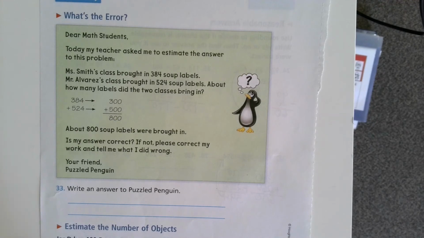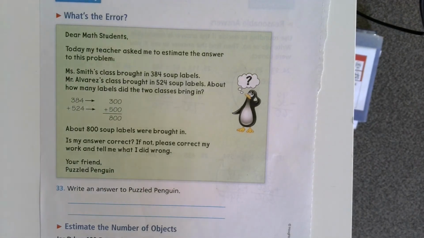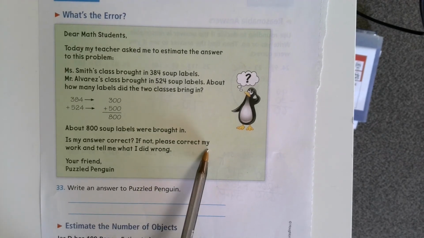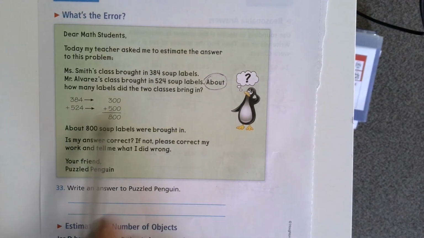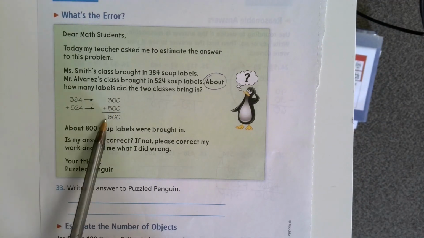So on your Google slide, you'll enter your answer in a text box. Now remember, you have to say yes or no whether his answer is correct or not, and then we know that he's always confused, that there's an error. Then you have to tell the correct answer. So about, you don't have to find the exact number, but it says about. That's your key word. Make sure you're estimating by rounding. And you can round to the nearest 100 because that's what Puzzled Penguin did.